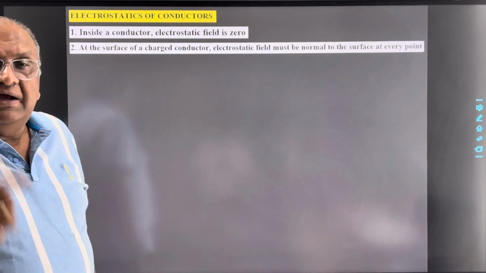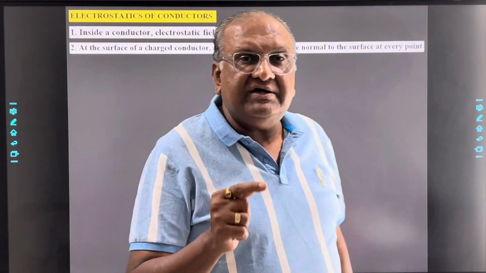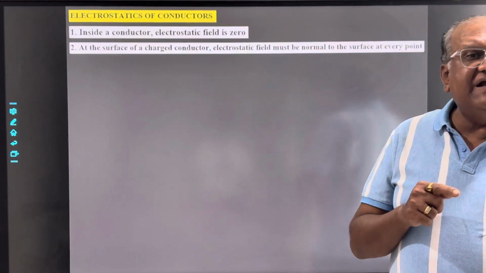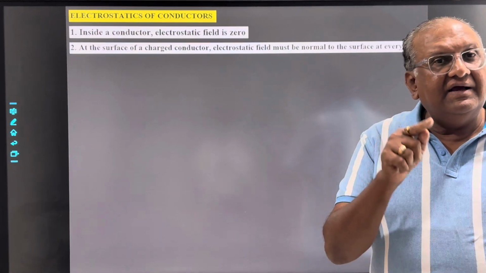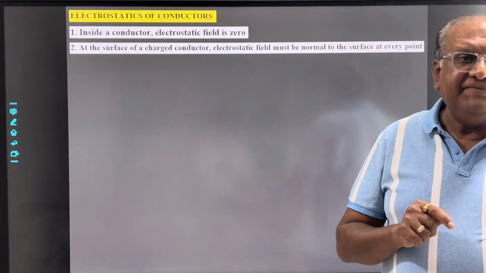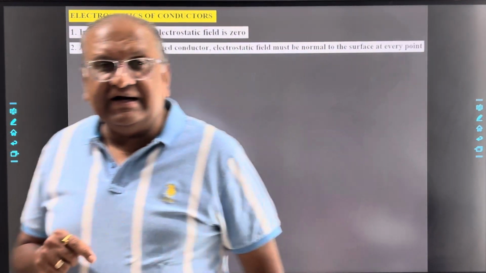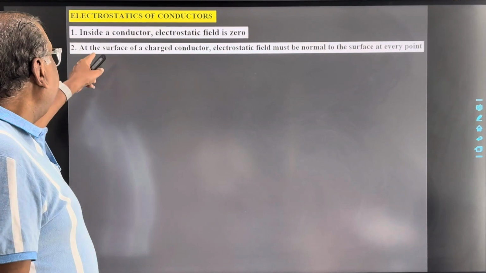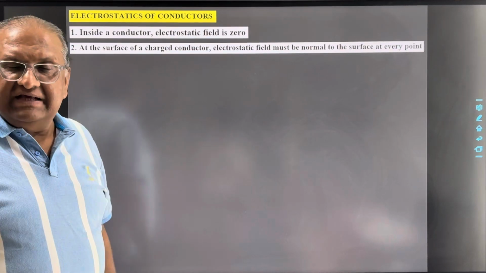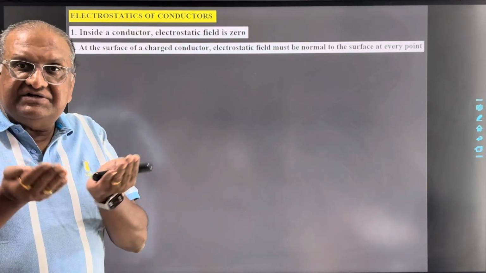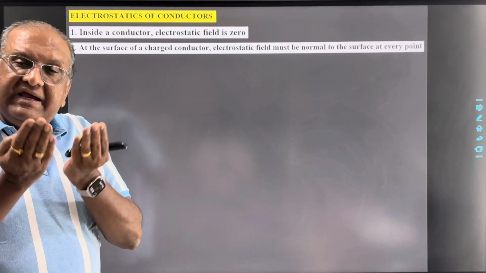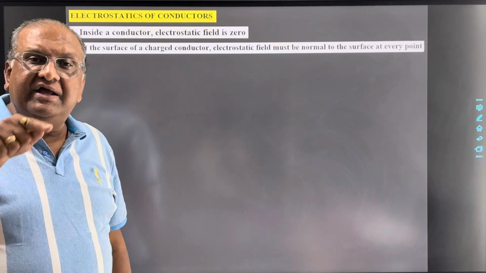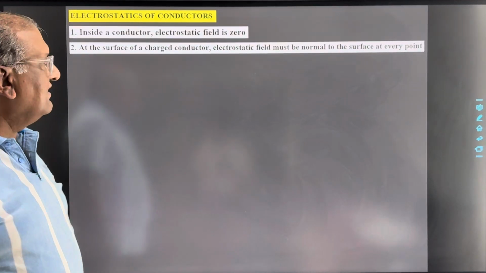And if an electrostatic field parallel to the surface is present, then the electric charges will experience a force due to this electric field, and it will constitute a current at the surface. But there is no current on the surface, so when the charged conductor is there, the charges are stationary on it, and that is only possible if the electric field is perpendicular at each and every point on the surface.